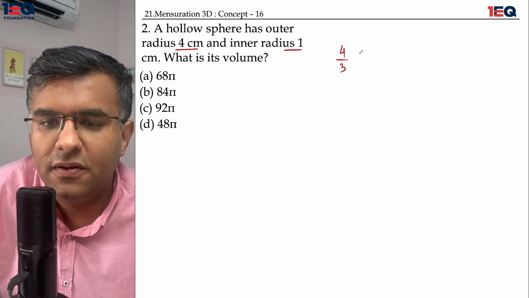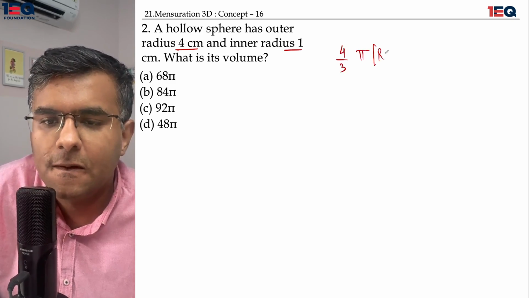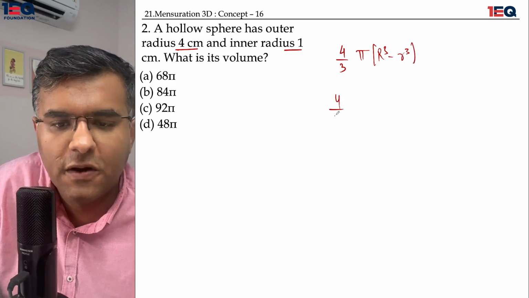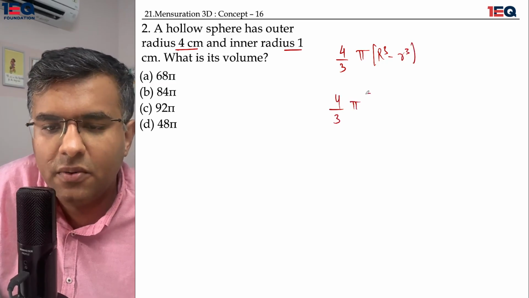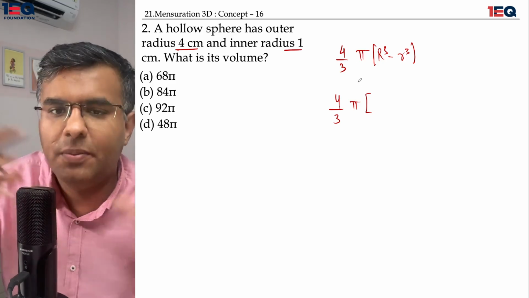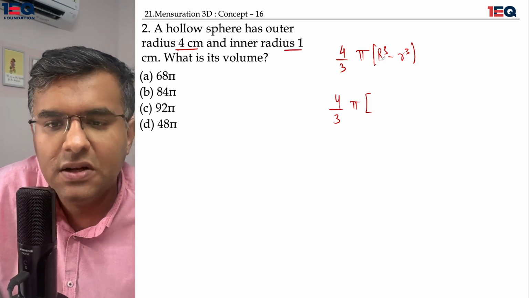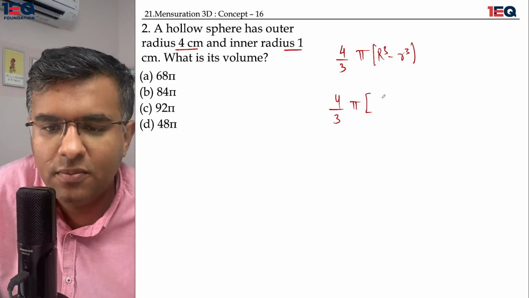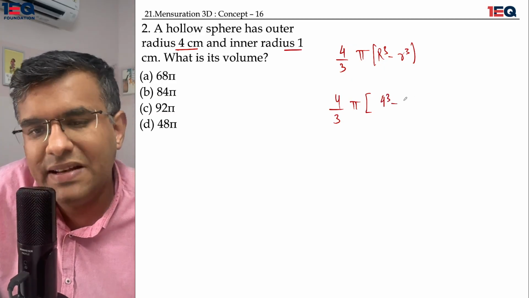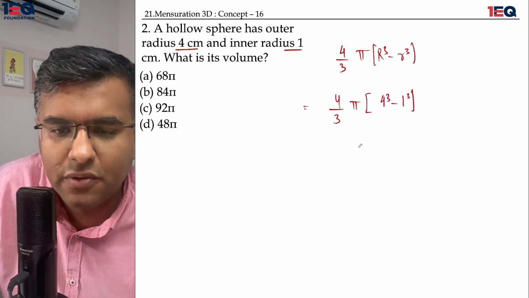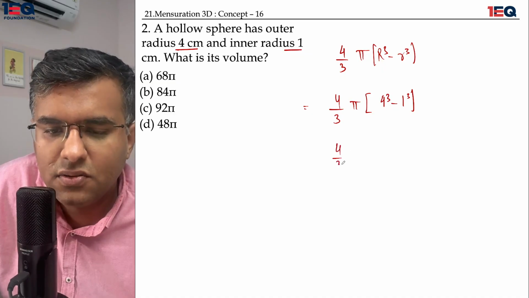4 by 3 pi, capital R cube minus small r cube. We are talking in terms of pi, so I'm not going to break down the pi into its 22 by 7 parts. So capital R cube minus small r cube is 4 cube minus 1 cube. 4 cube is 64, 64 minus 1 is 63. So 4 by 3 pi into 63.